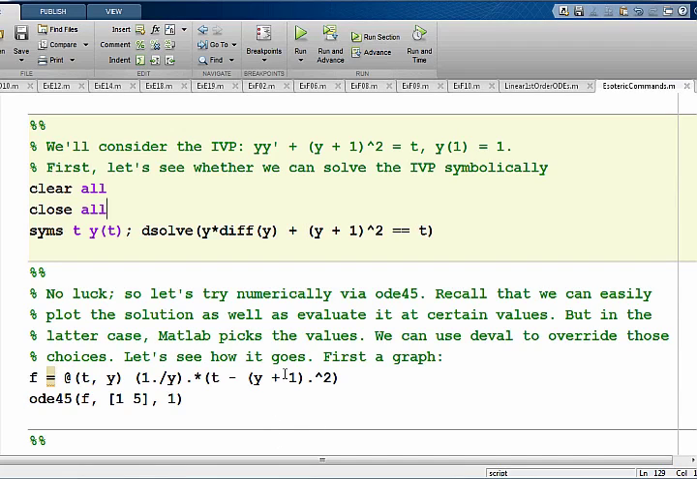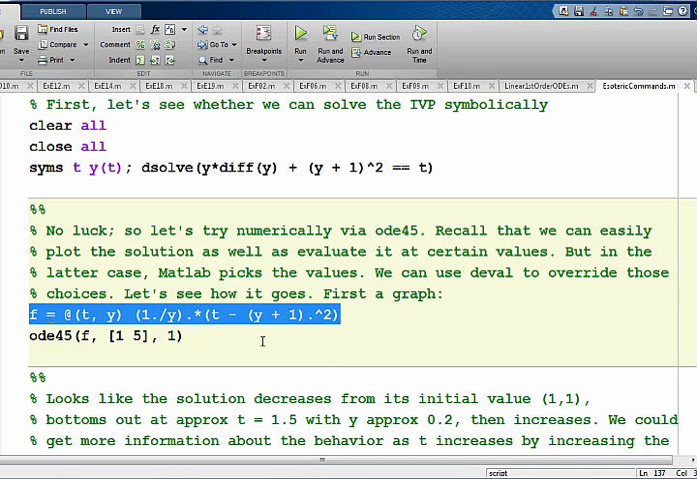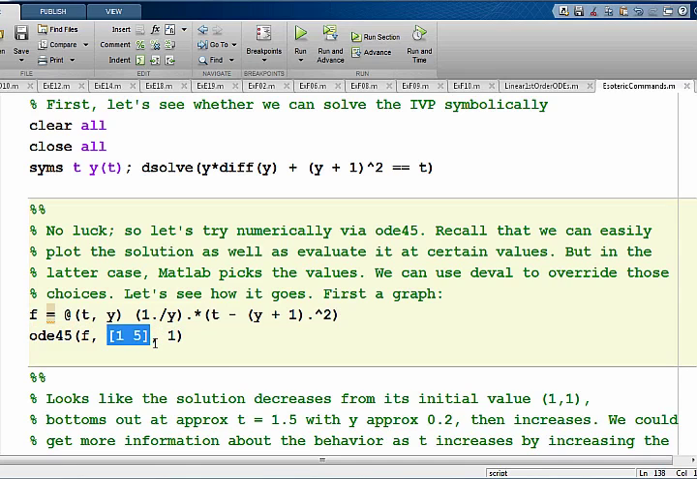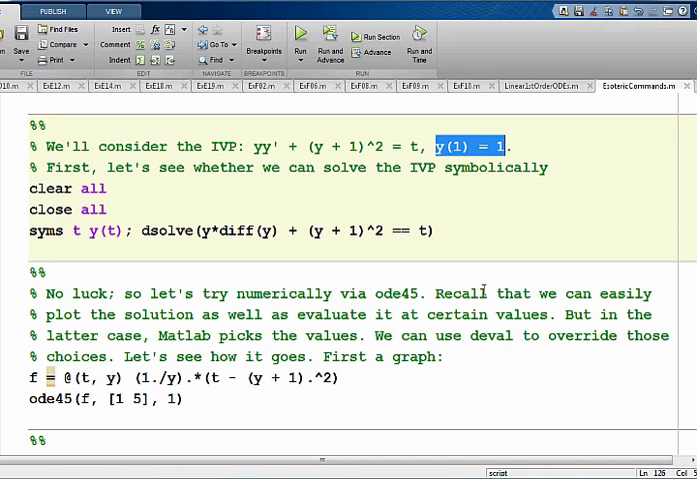We can easily plot the solution as well as evaluate it at certain values, but in the latter case, MATLAB picks the values. We can use deval to override those choices and evaluate the solution at the points we prefer. So let's see how that goes. First, let's do a graph. So I first defined f to be the right-hand side of the differential equation. There it is, when I solve for y prime, of course. And then I did ODE45 on it. I graphed it on the interval 1 to 5, and the initial data, remember, was y of 1 equal 1. Right, that's here.